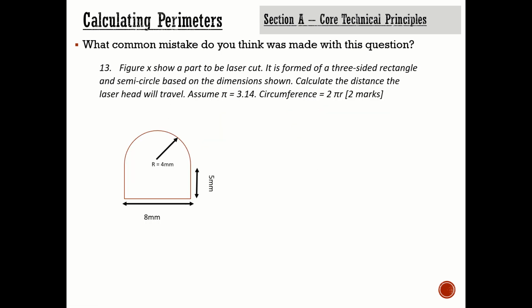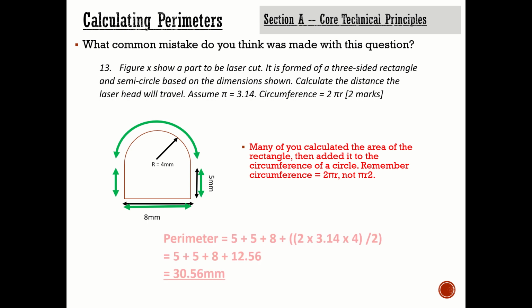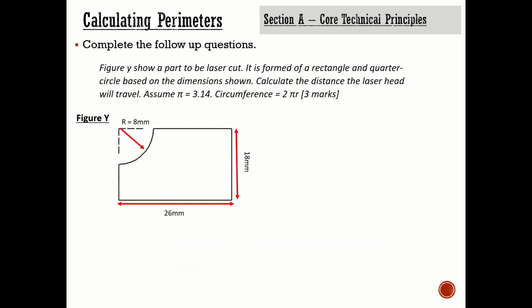Okay, the next question was on calculating the path that a laser cutter has to follow. Many of you actually calculated the area incorrectly or parts of an area. What you should do is remember that you need to calculate the straight lengths first of all, which is 5, 8, and 5, and then you needed the distance of half a circle circumference. So that's the actual answer in the exam. That's what you should have got. Here's a follow-up question for you to attempt.